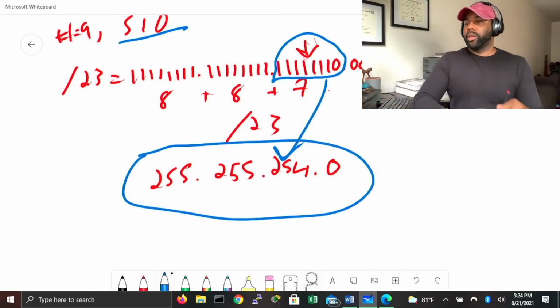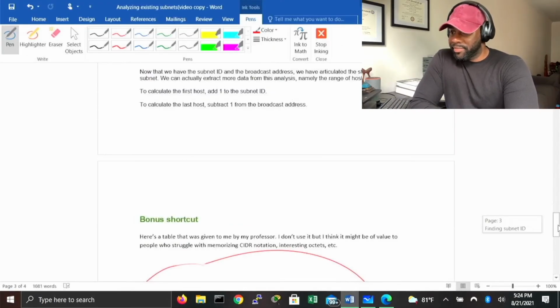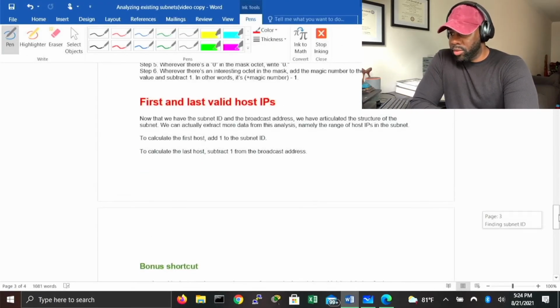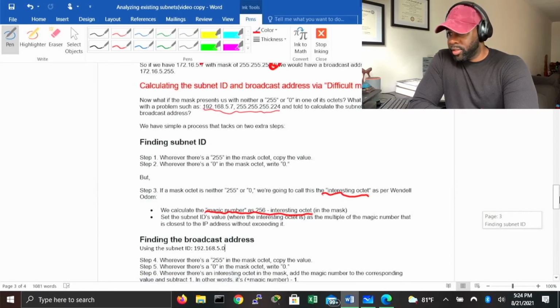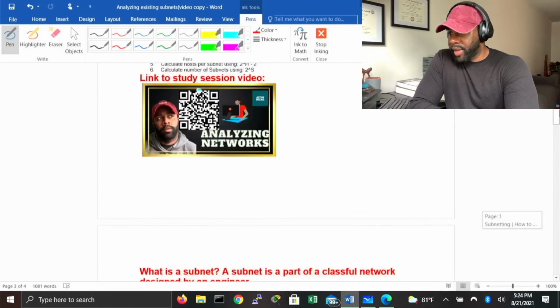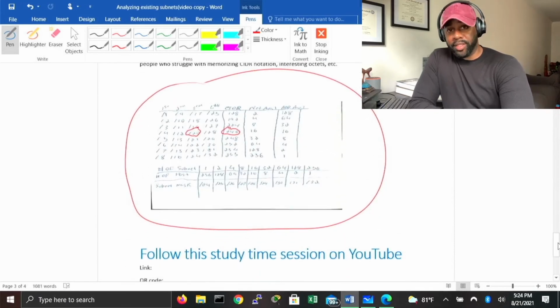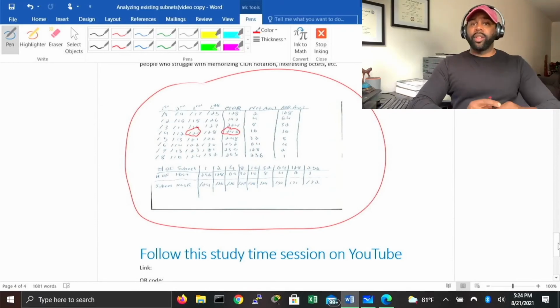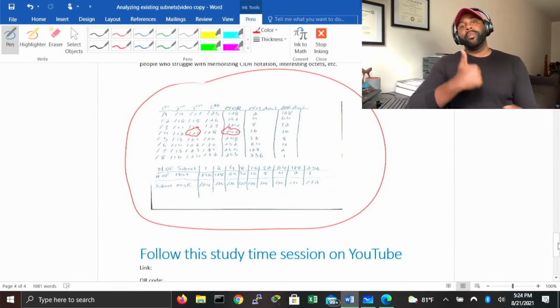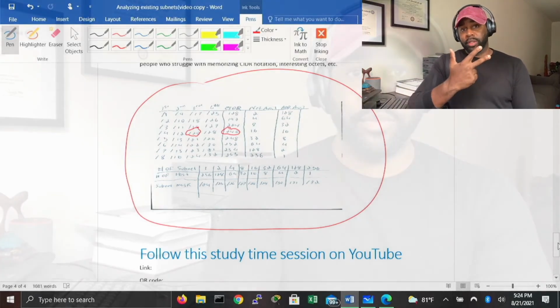Pretty straightforward, right? So that's it. We found the first and last valid host. We found the subnet ID and the broadcast address. To the best of our ability, we used everything from our previous videos to calculate the subnet ID, broadcast address, and the range of valid hosts. We covered all of the necessary topics in order for us to answer these questions efficiently and quickly.